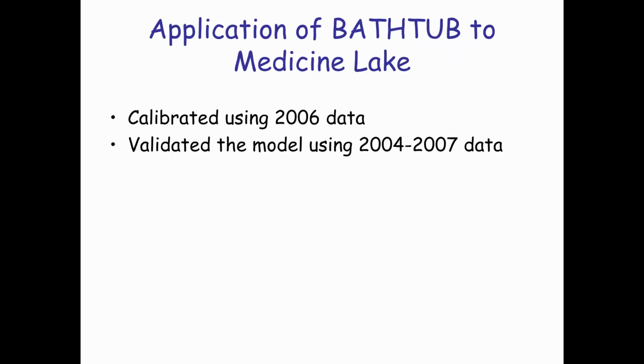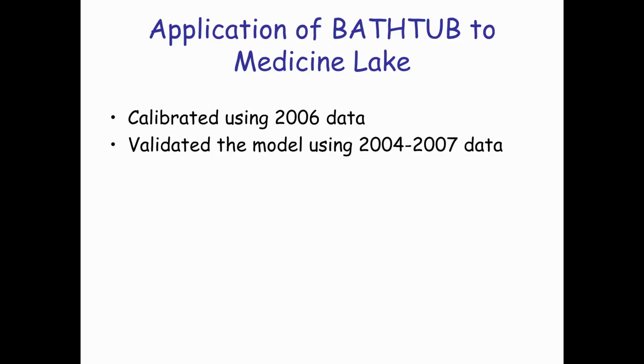So the BATHTUB model was calibrated for 2006 data, as already mentioned, and then it was validated for the years 2004, 2005, and 2007. 2006 was used as a calibration year because it was assessed that that was the year in which there was minimal amount of internal loading of total phosphorus. Basically, the only loading to the lake was from the watershed and those tributaries, and then also from atmospheric loading.